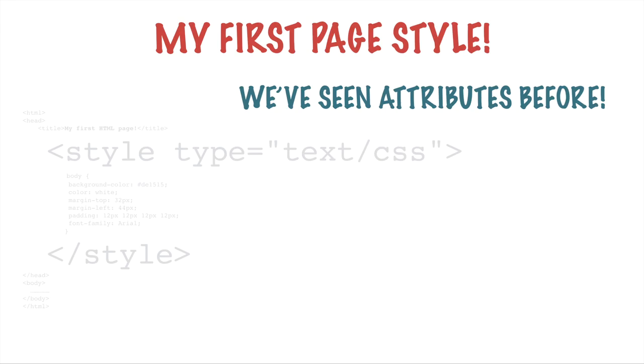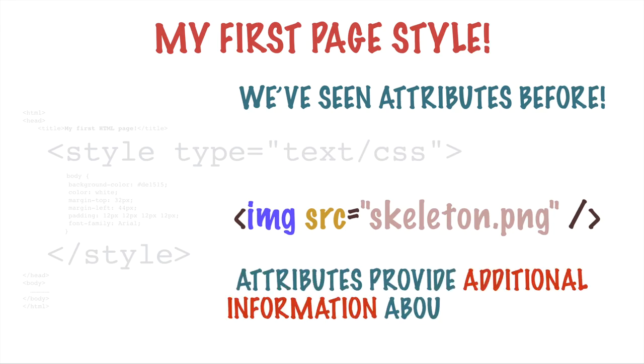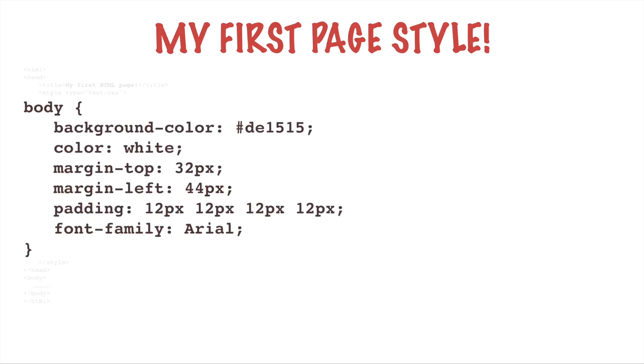Remember that we have encountered an attribute before. That was in the image tag. We had an attribute there specifying the source, the URL of the image file. Attributes are a way of specifying additional information about an HTML tag. And that now gets us to the meat of the CSS, which is what lies between those style tags.